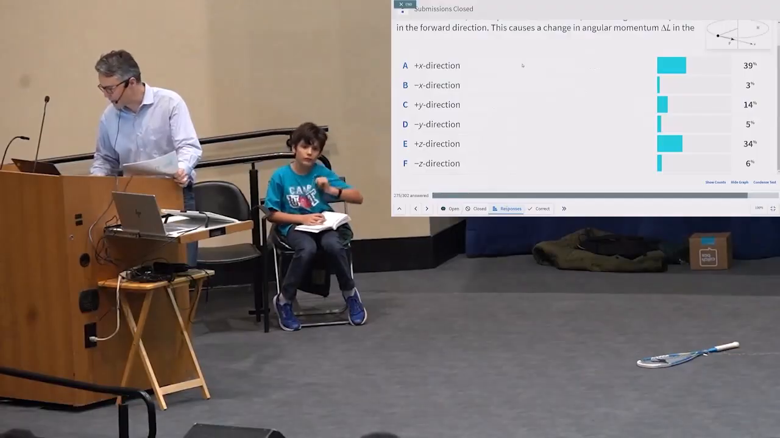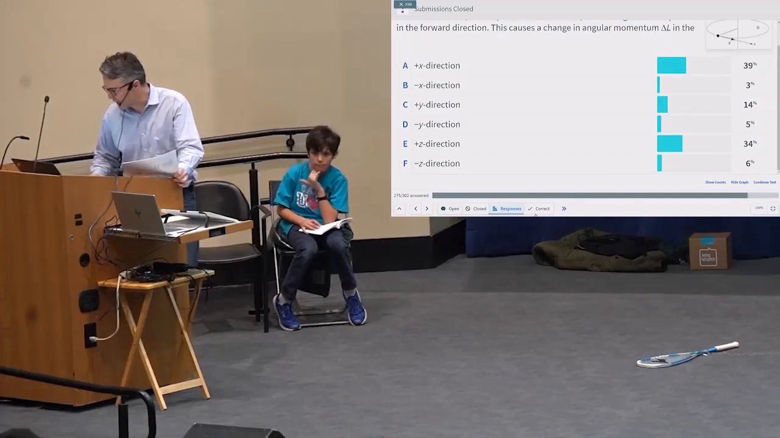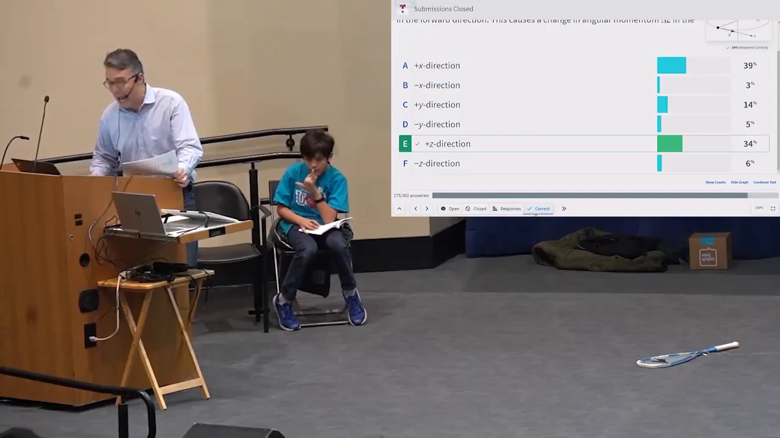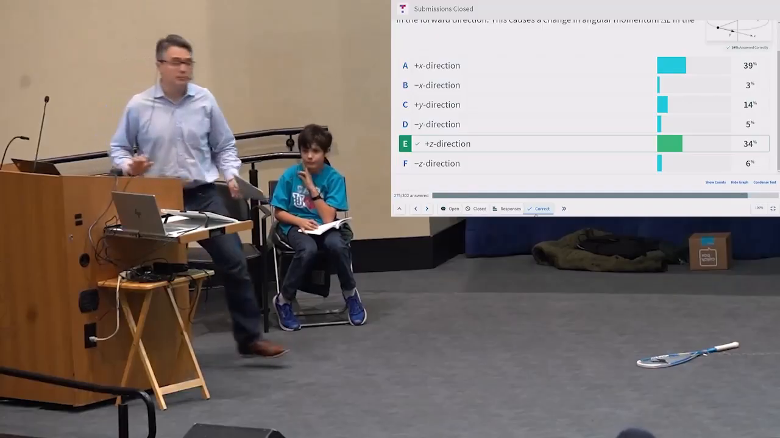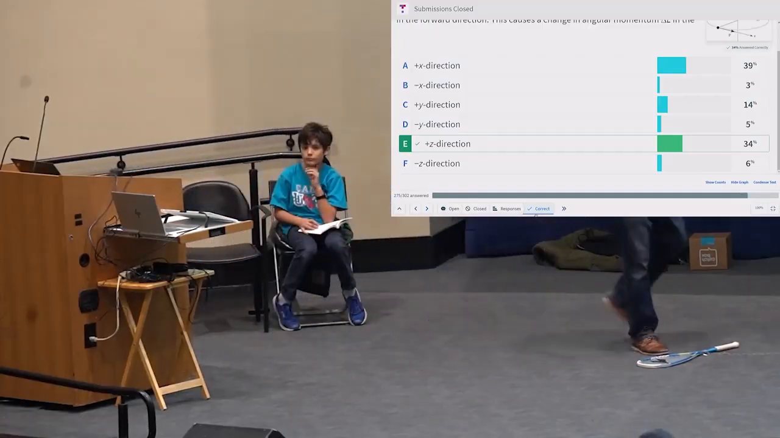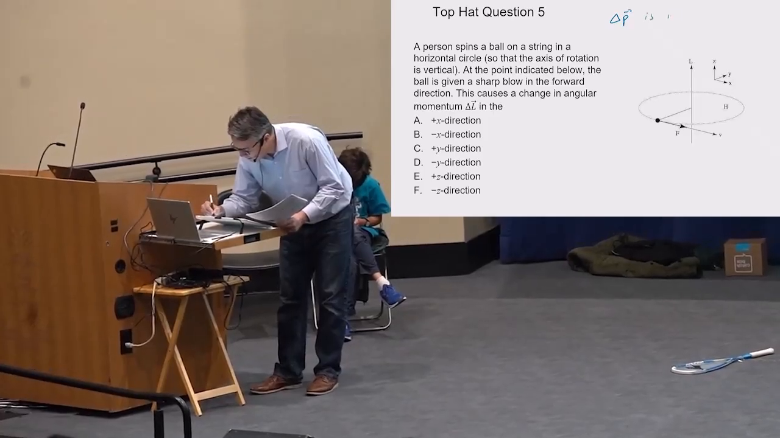Ooh, it's a split between the plus x direction. So the force is in the plus x direction, but that's not the direction of the angular momentum. Angular momentum's in the plus z direction, okay? So actually what I'm doing is giving linear momentum in the plus x direction. So P, delta P, is in the plus x direction.